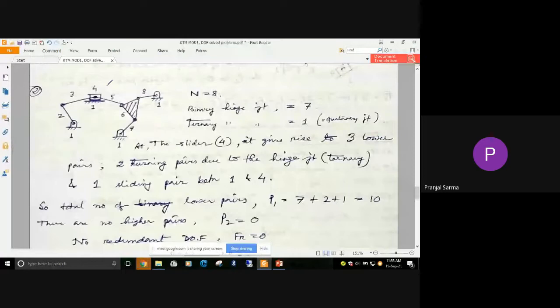But what is the difference here? This portion is the main thing. From the figure, who can tell me what this is? Do you recall the slider crank mechanism? There also you have seen this kind of feature. So this basically is a slider involved.